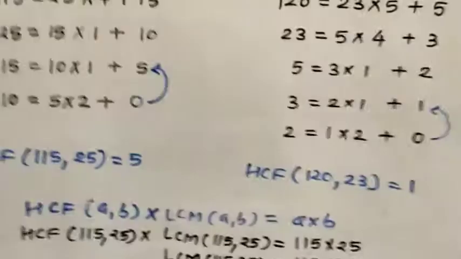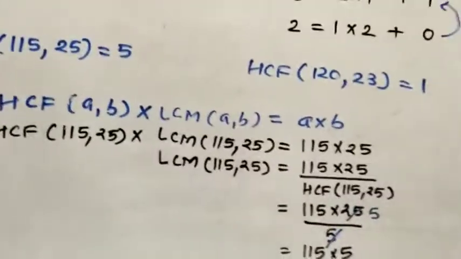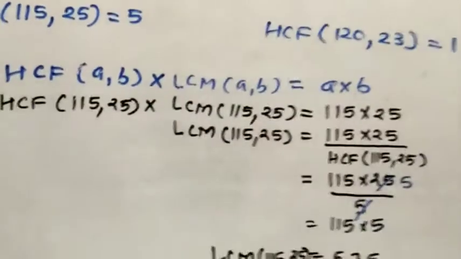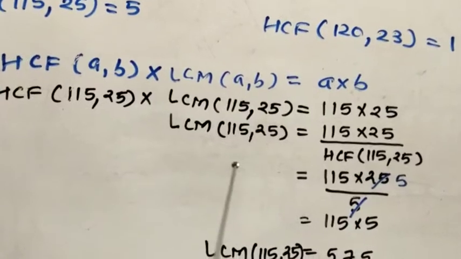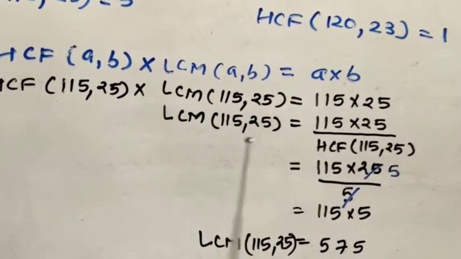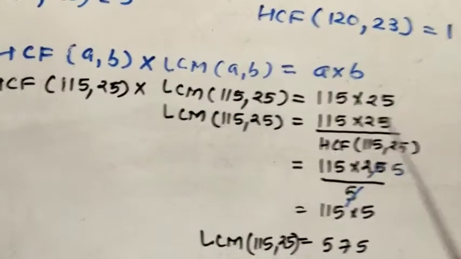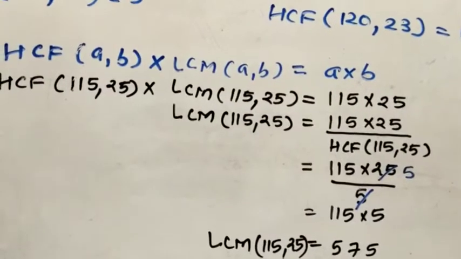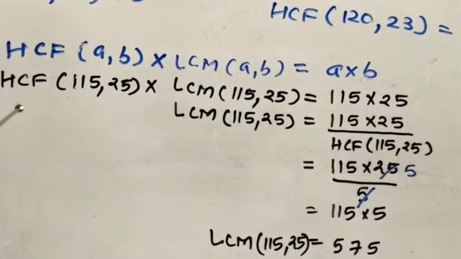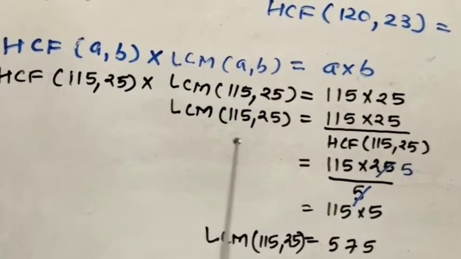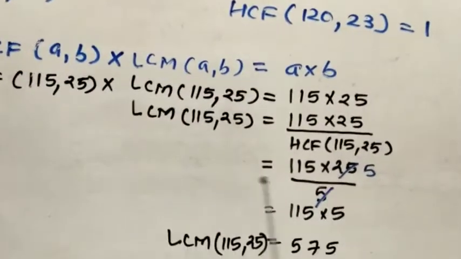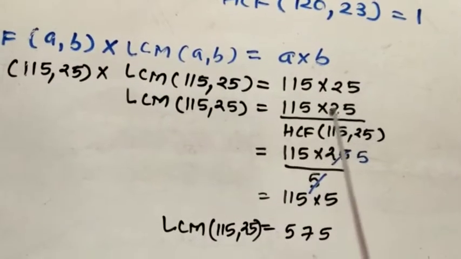Now you can see here we can also find LCM with this formula: HCF of a and b into LCM of a and b is equal to a into b. I will use this example, HCF of 115 and 25, and LCM of 115 and 25 is equal to the product of 115 and 25.